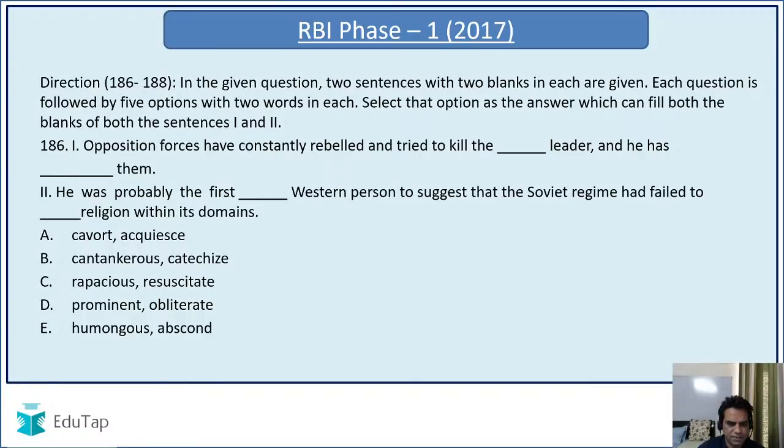Opposition forces have constantly rebelled and tried to kill the coward leader, and he has acquaints them. Cantankerous leader and catechise them. Rapacious leader and resuscitate them. Prominent leader and obliterate them. Humongous leader and abscond them. Yes, guys, what should be the correct option here? Because if you eliminate, please look at the options very, very carefully, guys.